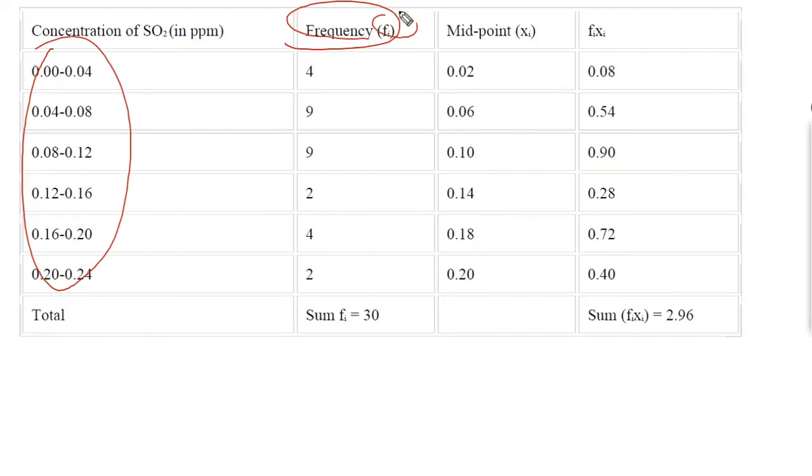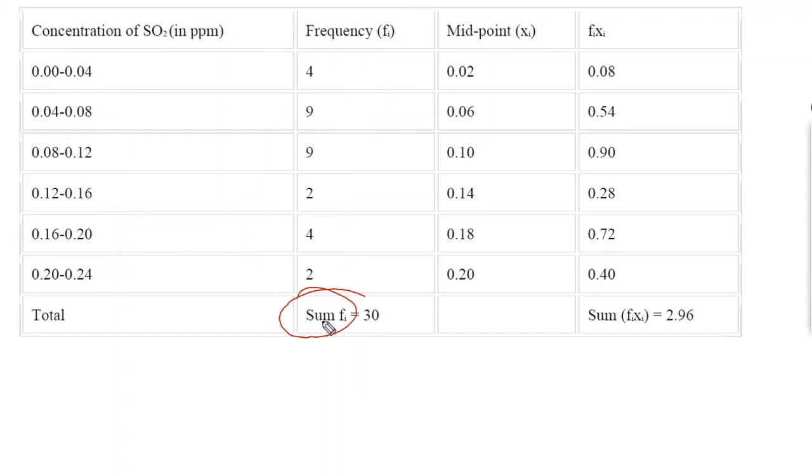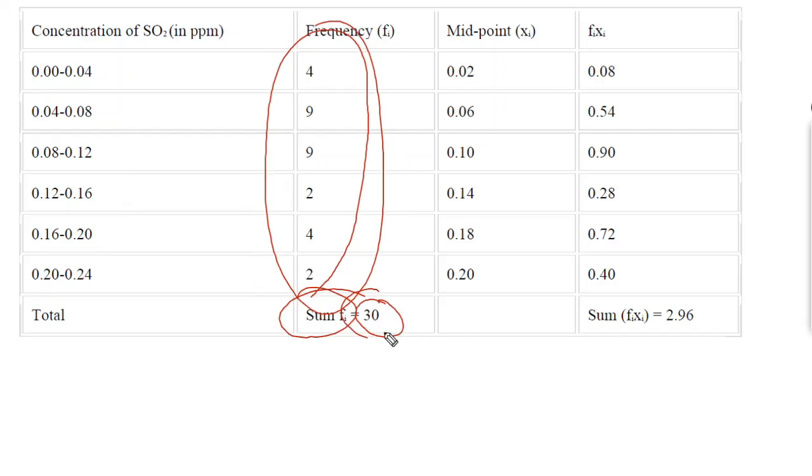Then frequency is your fi. This we have also just copied. Then you have the sum of fi. It is given to us as 30, and you please also count it. It will be equal to 30. Find the sum of all these numbers.